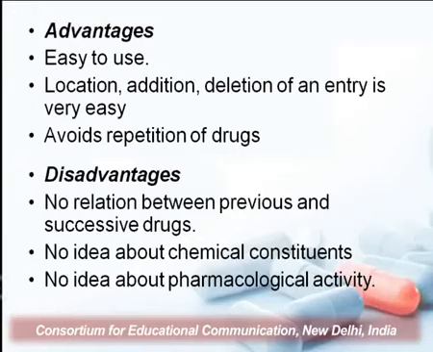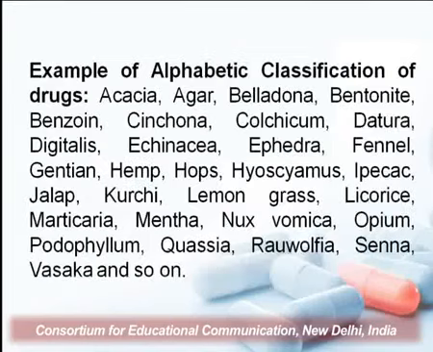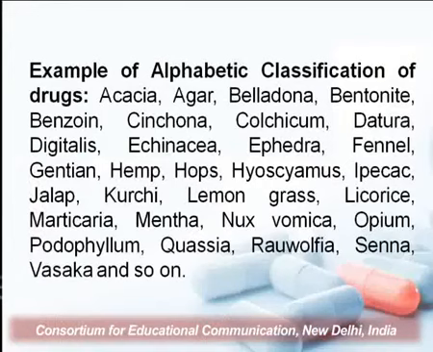Besides advantages, this system also has certain disadvantages, and these are that it does not give you any relationship between the previous or the successive drugs. So if we go back to the example of the classification of the drugs, colchicum is the drug, the previous drug of colchicum was cinchona and the succeeding drug is dhatura. So there is no relation between the previous and the successive drug, because dhatura largely has effects on the CNS, cinchona has anti-malarial activity, whereas colchicum is largely used for gout.